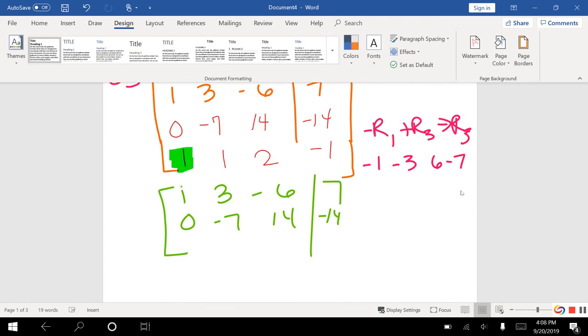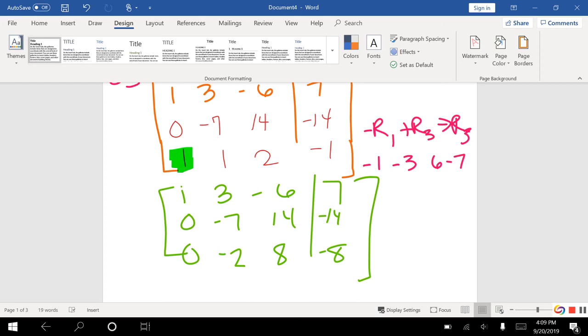And then I'm going to add to the bottom. So that's a 0. That's a negative 2. That's an 8. And that's a negative 8. Okay, so at this point, this is what my matrix looks like. And I'm like, okay.